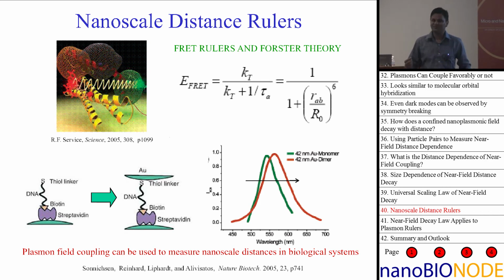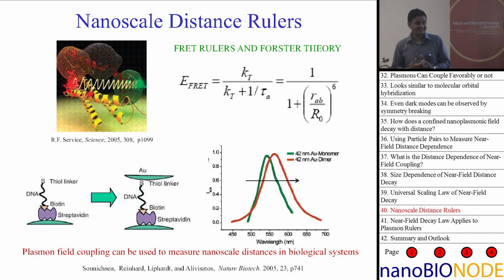Around this same time, an application became popular: using metal nanoparticle pairs as dynamic probes of distance. How many of you have heard of FRET? Fluorescence resonance energy transfer. FRET involves a pair of molecules, a donor and an acceptor. The emission of the donor is captured by the acceptor, and the efficiency of this energy transfer depends on the distance between them. By measuring the fluorescence intensities from such pairs, you can calculate the distance between these two molecules. Using molecular biology techniques, you can tag the donor and acceptor on specific parts of a molecule, and as it undergoes dynamic motion and changes in distance, you can sense that dynamically.